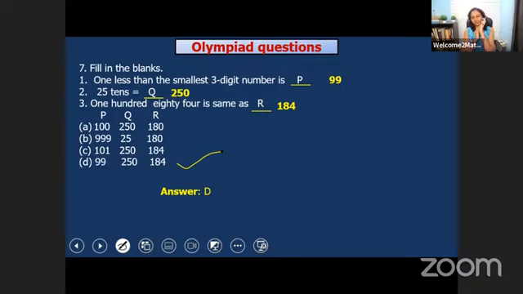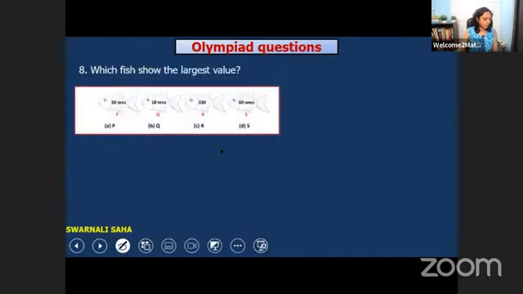Very good. So now let's move on. Let's solve some more questions. Yes, option D. Many of you have given the answer. Very good. It's option D. 99, 250 and 184. You just have to write the option, D. So you have to write only option D. Okay. So now let's solve one more question.